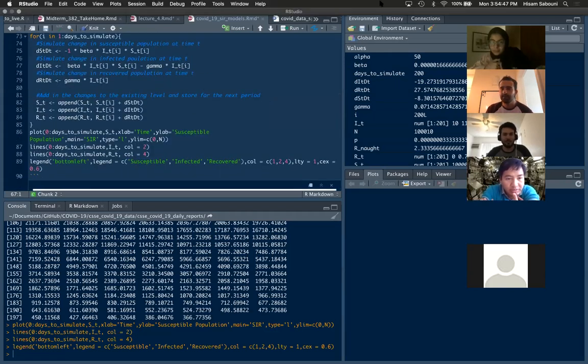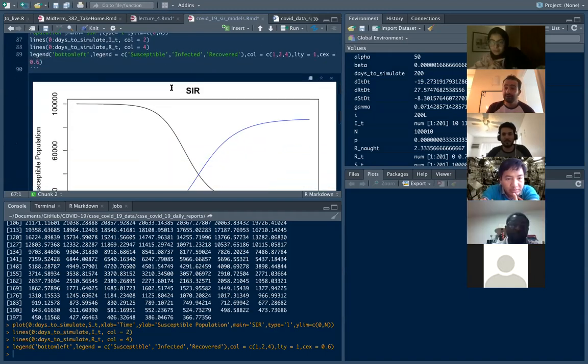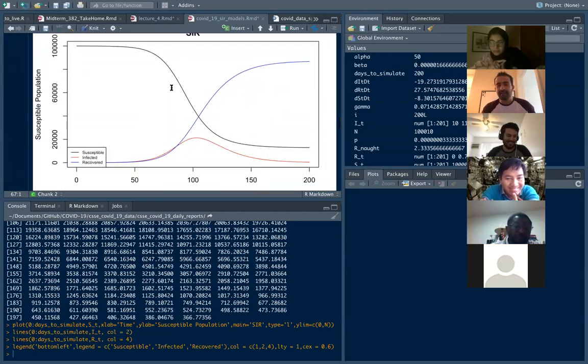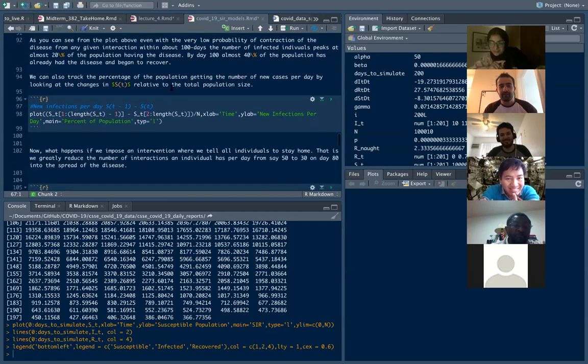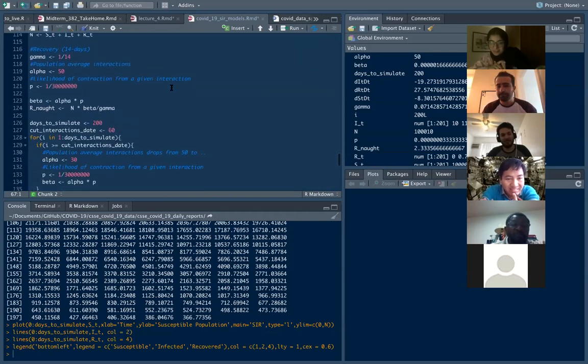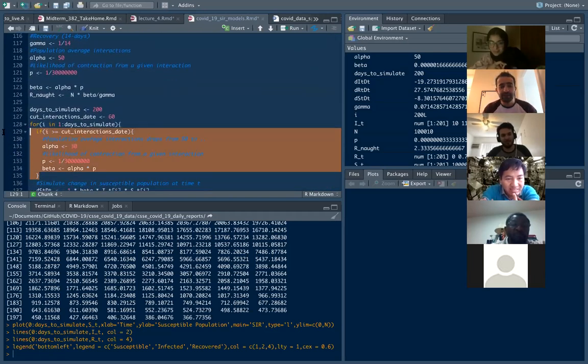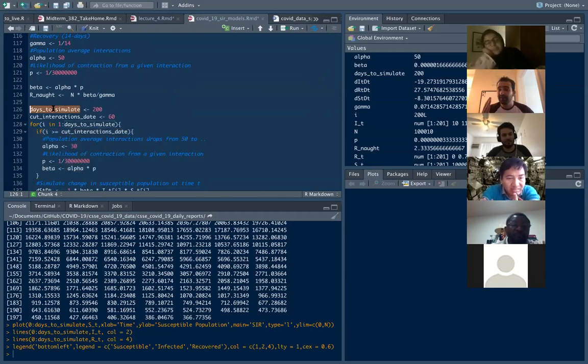Okay. Actually, I think I'm running late for my other class. So here's what I'll leave you guys with. We can take that exact same simulation, but we can add in this additional if statement. If iteration i exceeds a certain number, let's say 60. So let's say the virus has been spreading for 60 days. After 60 days of the virus spreading, we decide to tell everyone to stay home.